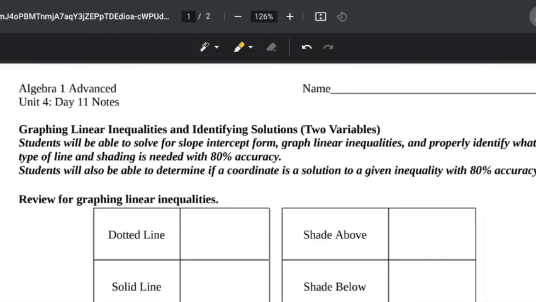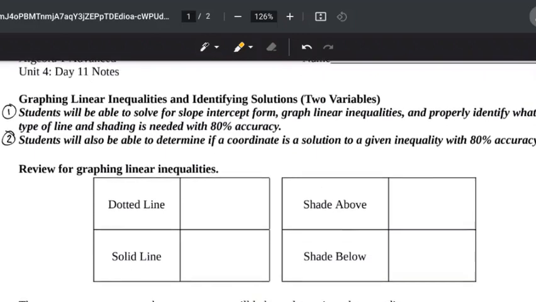The first one, number one, students will be able to solve for slope-intercept form, graph linear inequalities, and properly identify what type of line and shading is needed with 80% accuracy. And then we are also looking to make sure that students will also be able to determine if a coordinate is a solution to a given inequality with 80% accuracy.